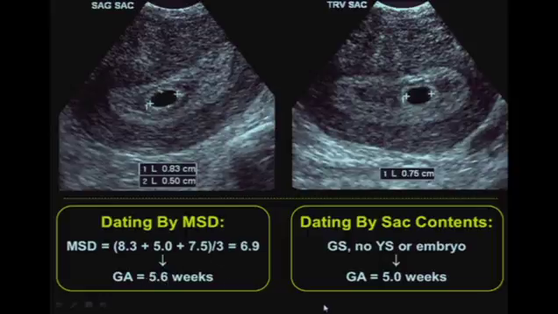There's an alternative method of dating in the early first trimester, before you see the embryo, and that's to date by the sac contents. When you date by sac contents, if you see a gestational sac with no yolk sac or embryo, you would date it at 5 weeks. If you see a gestational sac with a yolk sac but no embryo, at 5.5 weeks. So dating by sac contents, we would date this as 5 weeks. So these are two competing methods. They give a slightly different answer in this case.